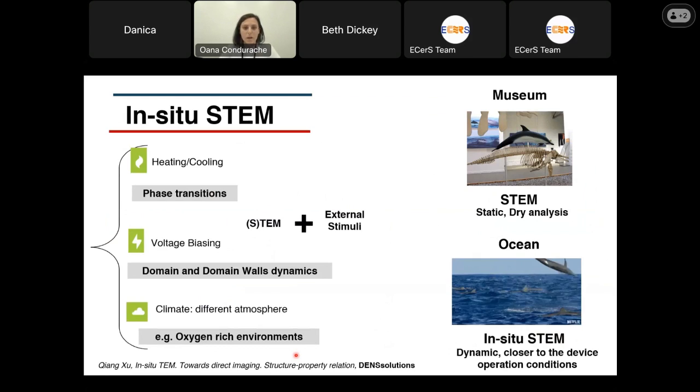To see this locally, we have to combine the STM technique with the possibility of applying some other environments, for example, temperature to check phase transition, or electric field to check the domain dynamics. I know it's also possible to change the atmosphere, for example, introducing oxygen-rich environments, but I have never worked with these holders, so I will focus on heating and voltage bias.